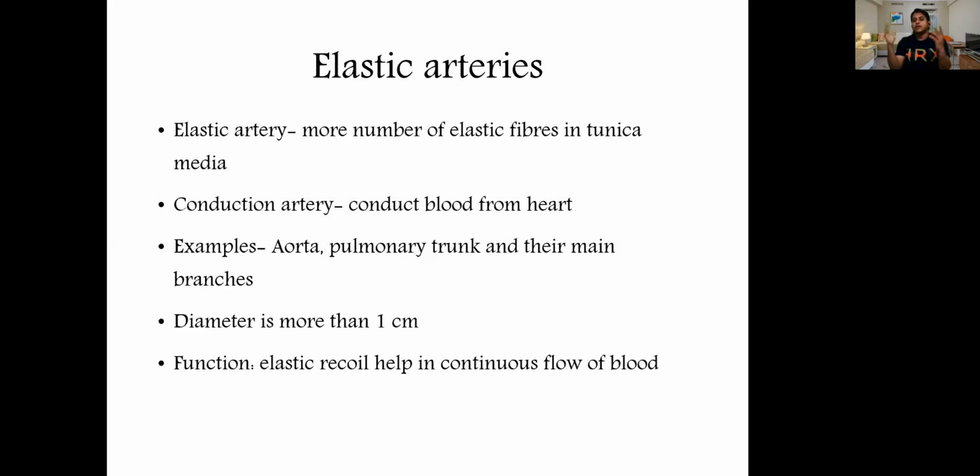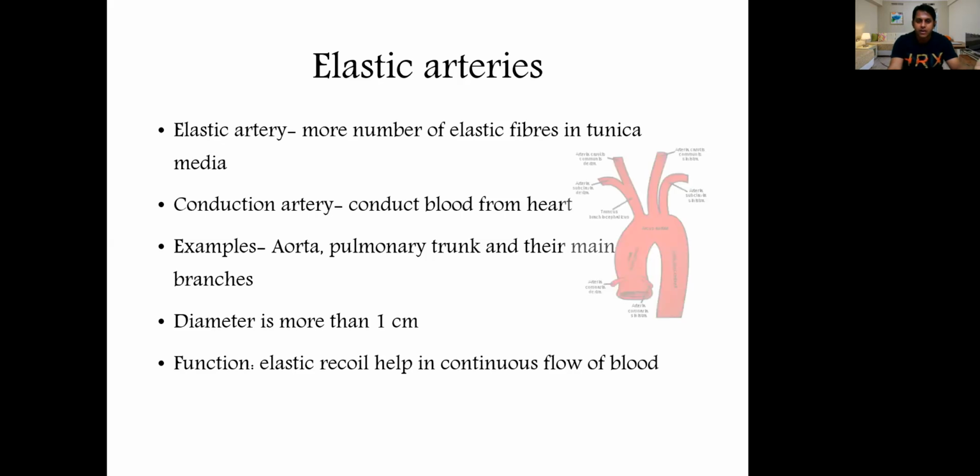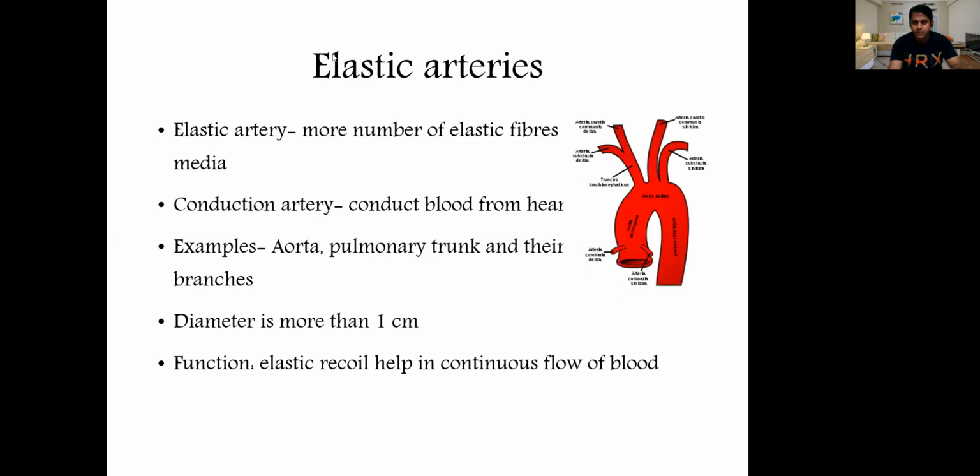Okay, to what extent will you call it an elastic artery? Wherever you find more elastic fibers, you will say so. So generally it is the arch of aorta, pulmonary trunk, and the branches of it. So what are the branches of the aorta? This is the brachiocephalic trunk, this is the left common carotid, and this one is the left subclavian artery. These three branches of the arch of aorta are considered elastic arteries. The diameter of the elastic arteries is more than 1 centimeter.